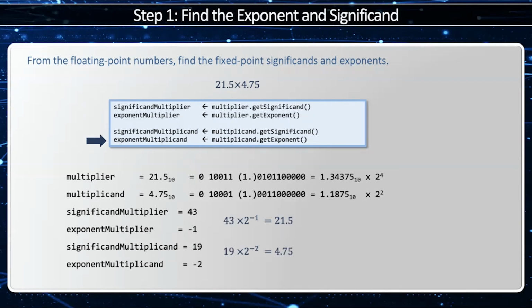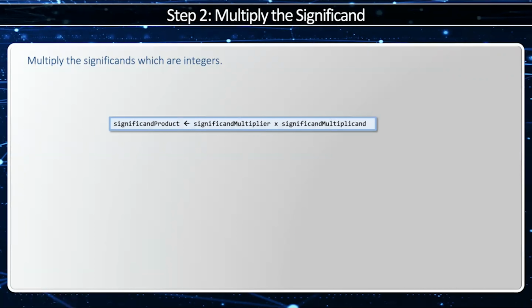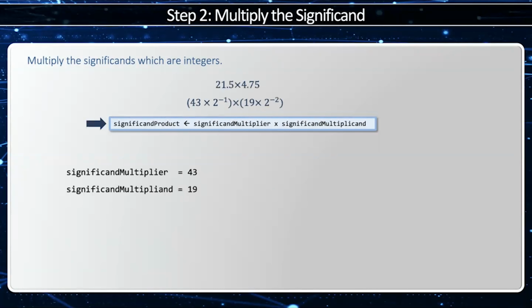So now I have the whole number version of the significand and the exponent. The next step is to multiply my significands. Now notice both my multiplier and multiplicand are integers. And since I can perform multiplication with an arbitrary number of bits, this should work just fine. So my significand product is my significand multiplier times significand multiplicand. And once again, I have 21.5 times 4.75, which is 43 times 2 to the negative 1 times 19 times 2 to the negative 2. Now I'm working on just significands, which is 43 and 19, right? So my significand multiplier is 43, significand multiplicand is 19, multiply them together, and I get 817.